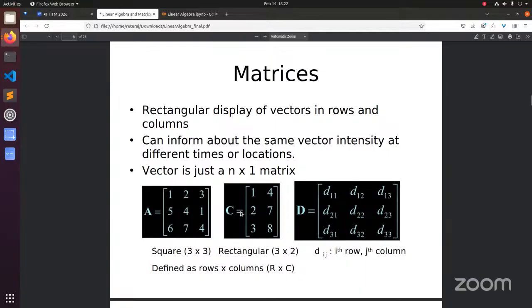So in matrix C, how many rows and how many columns are there? 3 rows, 2 columns. Okay. So we have 3 rows, 1, 2, 3, and 2 columns, 1 and 2. So we call it a rectangular matrix of size 3 cross 2. So similarly, a vector is an n cross 1 matrix.